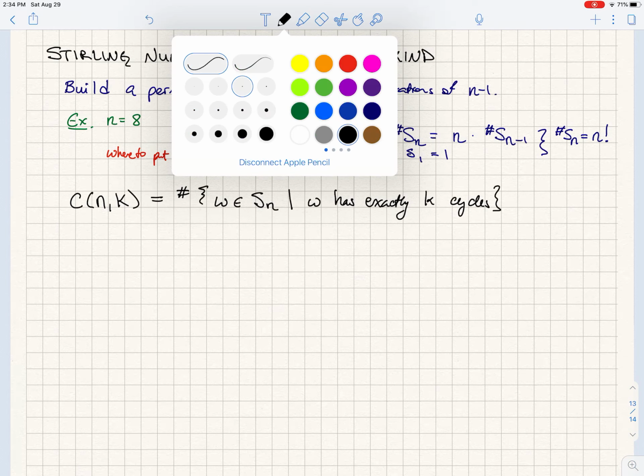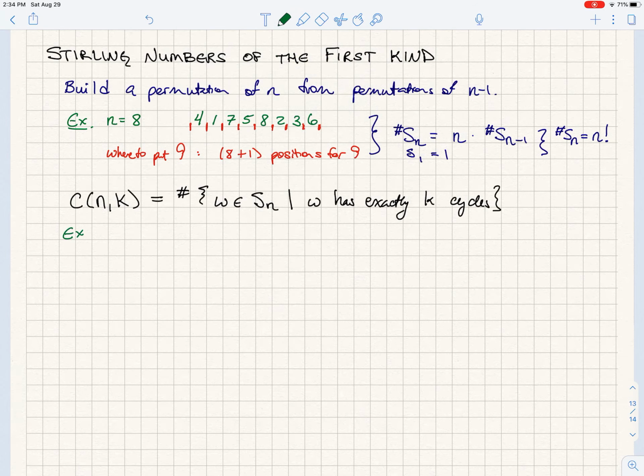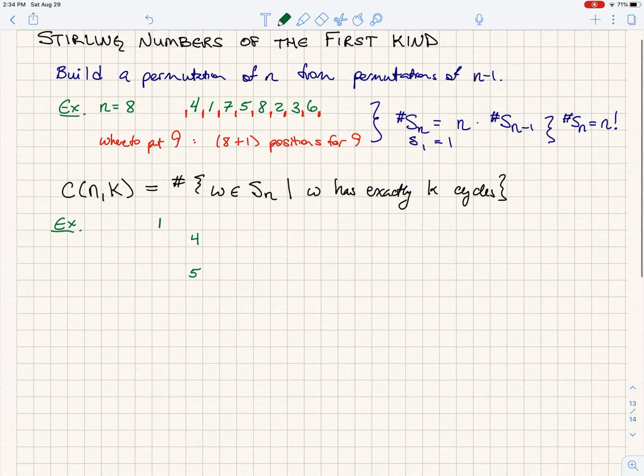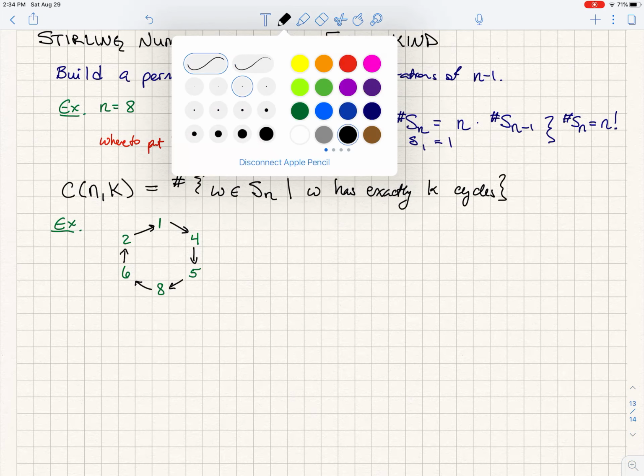So let's just take a moment to do our example again and convert it to cycle notation. When I'm doing cycle notation, I write the letter 1. 1 goes to 4. 4 goes to 5. 5 goes to 8. 8 goes to 6. 6 goes to 2. And 2 goes back to 1. So I want to put my orientation on this so that we're clear. This is one of the cycles. I only have 6 letters in this cycle, so this isn't the only one.